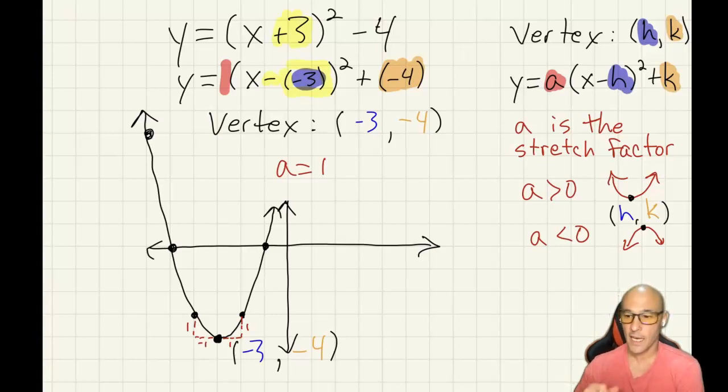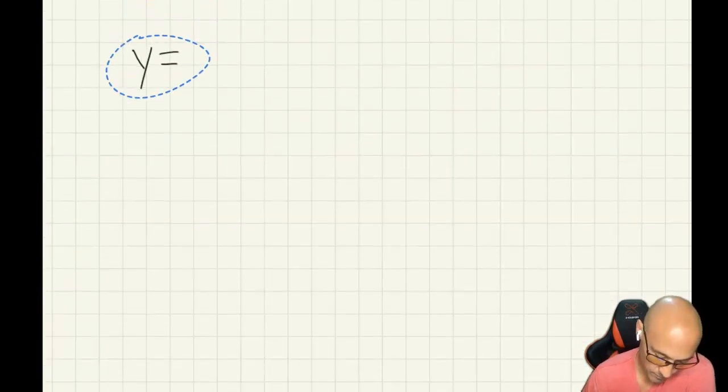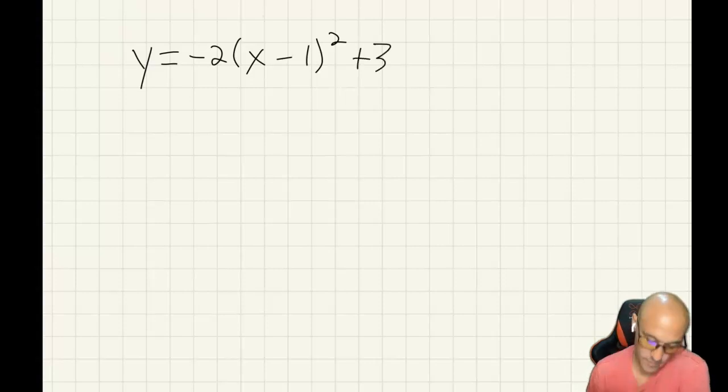Would you like to see another one like that? Okay, great. All right. Okay. So let's start with y equals, that's up a little bit high there. Y equals, let's do -2 times the quantity x minus 1 squared plus 3. All right, can you tell me what the vertex would be?